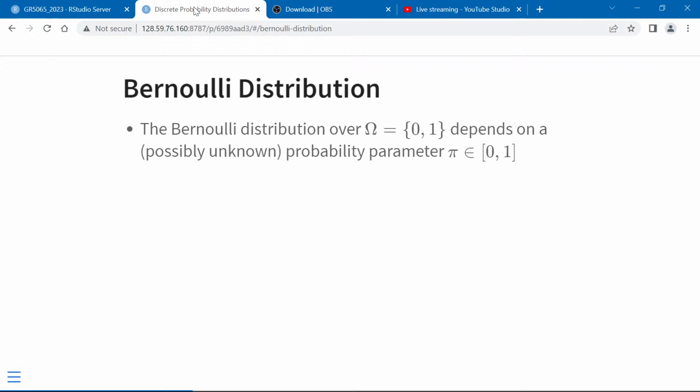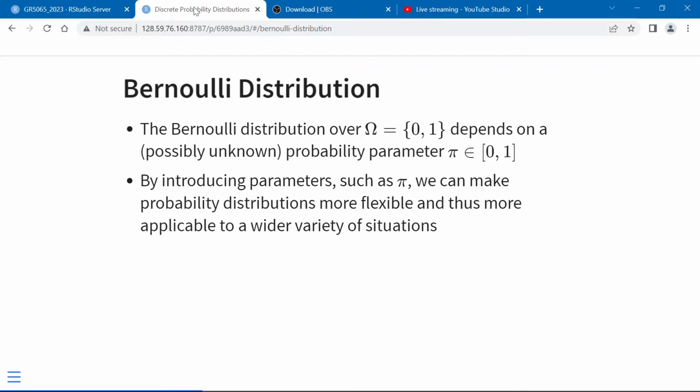Let's talk about the Bernoulli distribution. So the Bernoulli distribution is defined over a sample space that consists of just 2 elements, 0 and 1, and it depends on a possibly and presumably unknown probability parameter pi that is defined on the 0 to 1 interval. So this pi has nothing to do with the circle, 3.1415. This is between 0 and 1. I'm just using it as a symbol. It has nothing to do with circles.